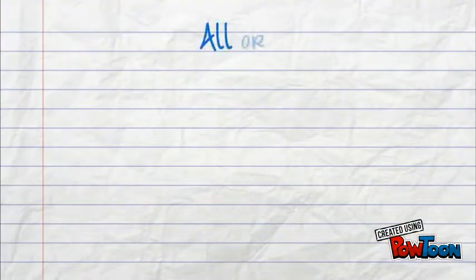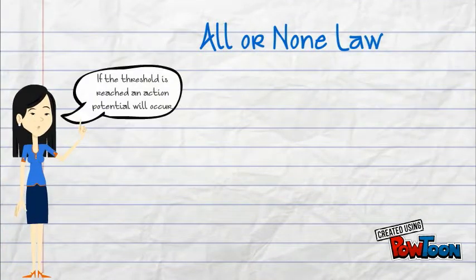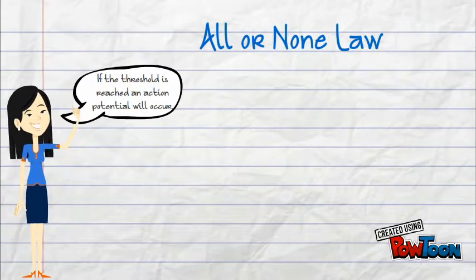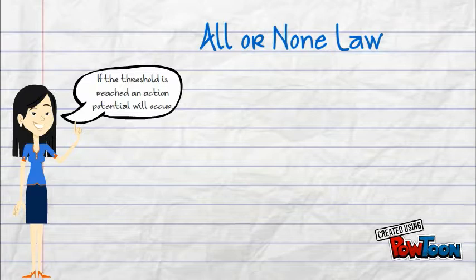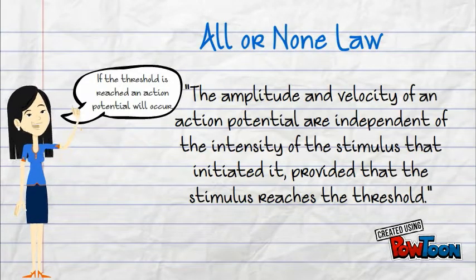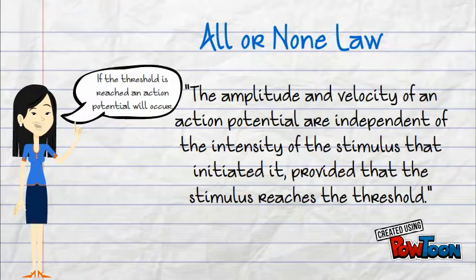As it was just stated, in order for an action potential to occur, the threshold of depolarization must be reached. This threshold is set at negative 55 millivolts, and this applies to the all or none law. The all or none law states that the amplitude and velocity of an action potential are independent of the intensity of the stimulus that initiated it, provided that the stimulus reaches the threshold.